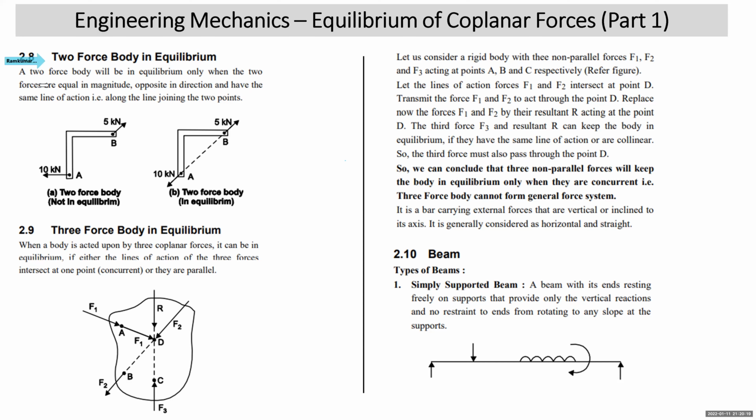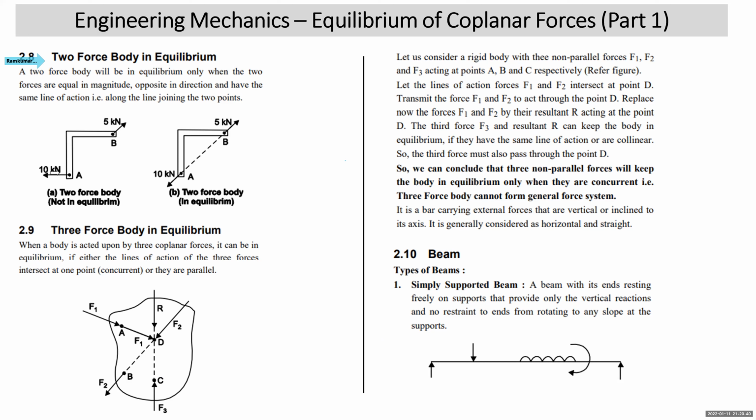Two force body. What do you mean by a two force body? In simple words, a body which is acted upon by two forces is called a two force body. You need to understand when the two force body will be in equilibrium and when it will not be in equilibrium. A two force body will be in equilibrium when the two forces are equal in magnitude, opposite in direction, and acting along the same line of action.